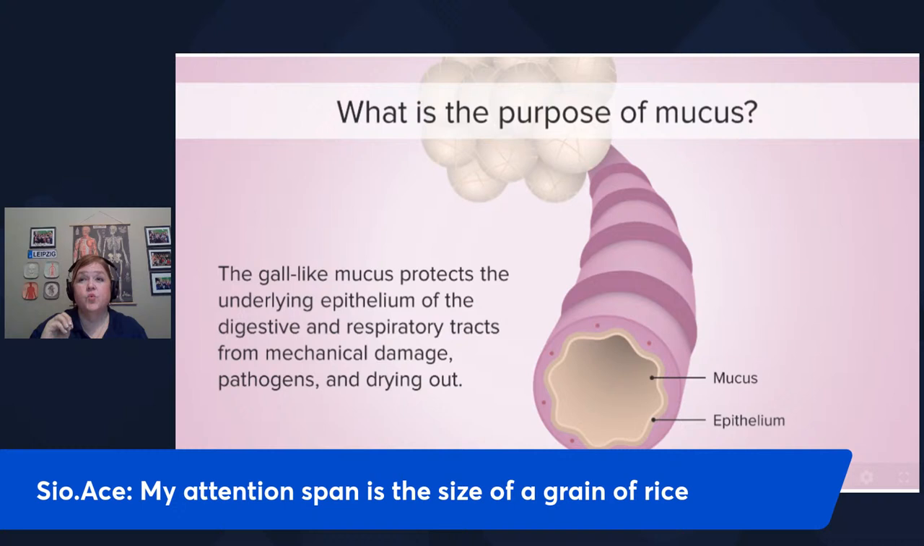But what are the respiratory diagnoses that have too much mucus? Which ones can you remember? The diagnoses that will have too much mucus. Hopefully you said something like chronic bronchitis. That's a killer one. Your attention span is the size of a grain of rice. We could hang. I believe it. All right, let's try another one.